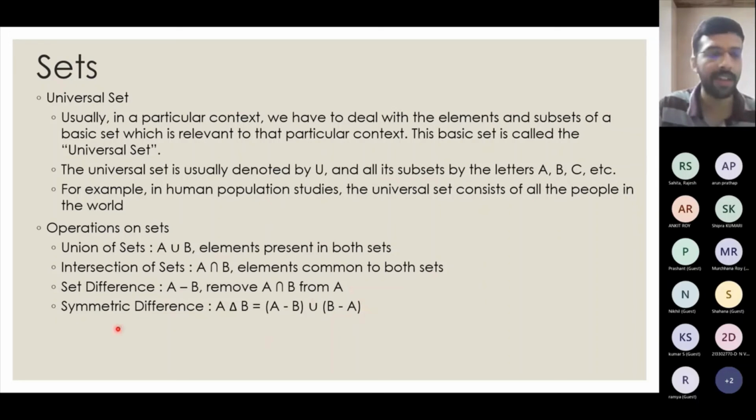And symmetric difference is like A delta B. And sometimes in programming and all, we will use XOR, A XOR B. So that will give me A minus B union B minus A. That means it will do a union of A and B, and then it will remove the elements which are common to both A and B. So this can also be written as A union B minus A intersection B. That is also a valid description for the symmetric difference.